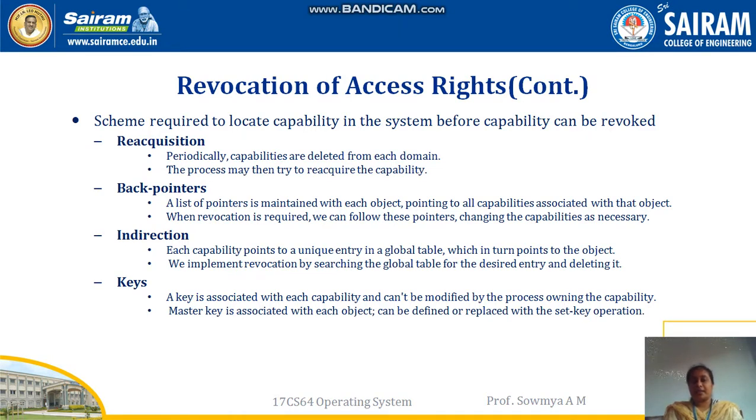Next one is indirection. Each capability points to a unique entry in a global table, which in turn points to the object. We implement revocation by searching the global table for the desired entry and deleting it. Next one is keys. A key is associated with each capability and can be modified by the process owning the capability. Master keys associated with each object can be defined or replaced with set-key operations.